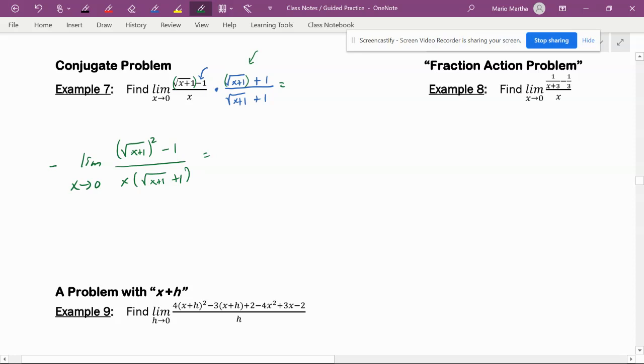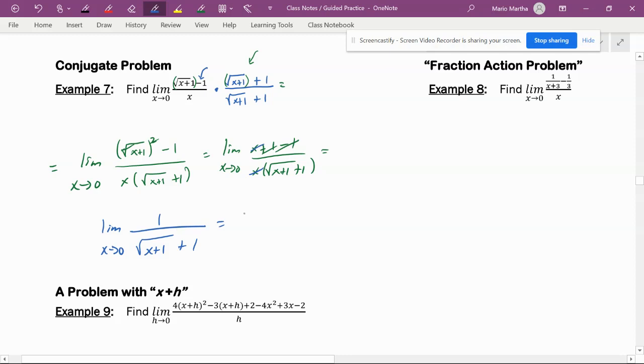Now I want to simplify one more time. If I square these two, I get the limit as x approaches 0 of x plus 1, and then minus 1, divided by x times the square root of x plus 1 plus 1. If I simplify a little bit further, this is 0, and then these divide out, so I'm left with 1 over the square root of x plus 1 plus 1. Again, I forgot to put the limit, so the limit as x approaches 0. If you plug it in now, we get 1 over the square root of 0 plus 1 plus 1, and this is just equal to positive 1/2.